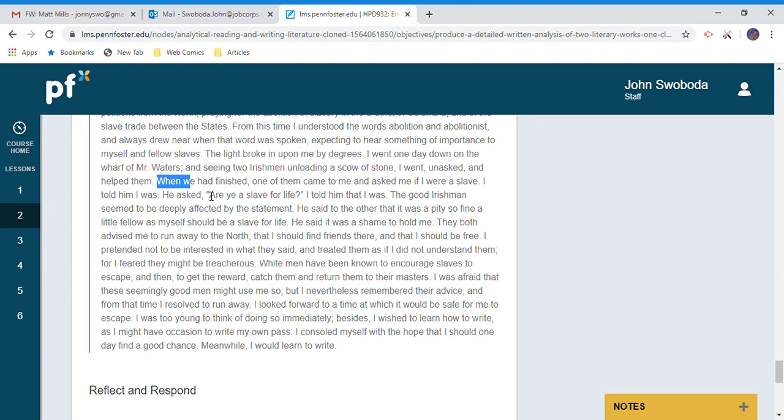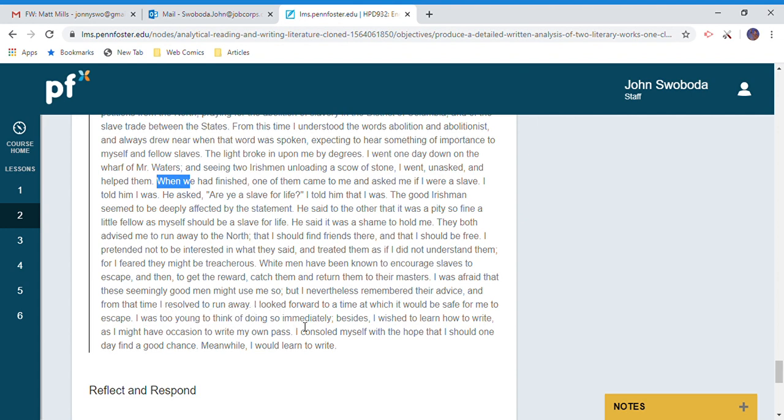I pretended not to be interested in what they said, and treated them as if I did not understand them, for I feared they might be treacherous. White men had been known to encourage slaves to escape, and then, to get the reward, catch them and return them to their masters. I was afraid that these seemingly good men might use me so, but I nevertheless remembered their advice, and from that time on I resolved to run away.